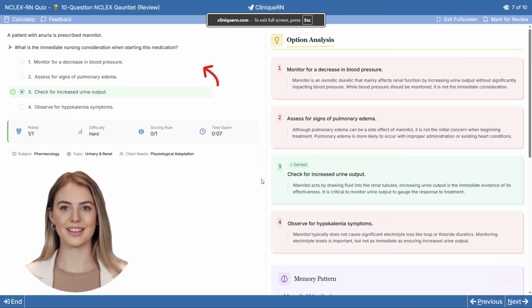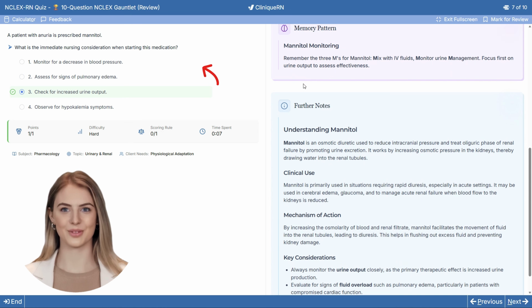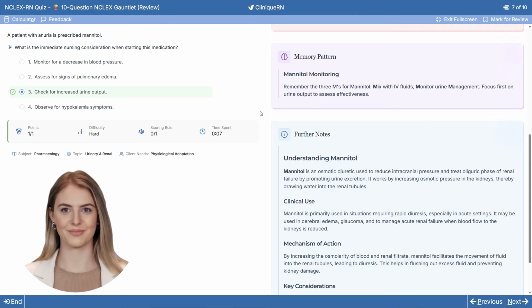The rationale? Mannitol is an osmotic diuretic, which means its job is to pull water into the renal tubules and get that urine flowing. The very first indicator that it's working is, you guessed it, an increase in urine output. If that doesn't happen, it's a sign the kidneys aren't responding, and the provider needs to be notified right away.